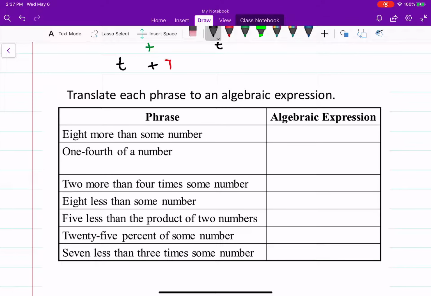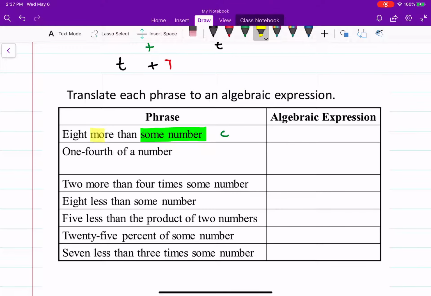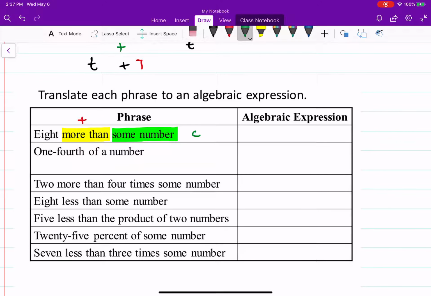All right, so 8 more than some number. Okay, so some number, we're gonna call that, I don't know, what do you want to call it? Let's call it a C, okay? So some number is a C, and we know that more than means to add, right? So in that case, I know that this answer is, and now again, more than, so it's going to be C plus 8.